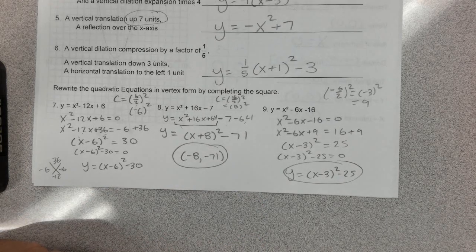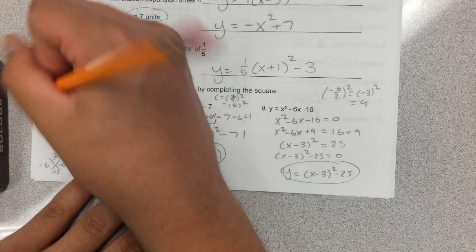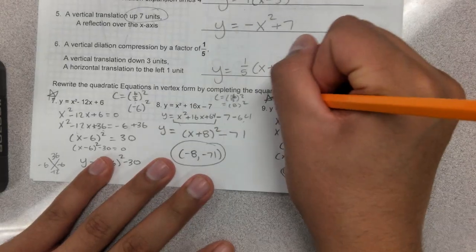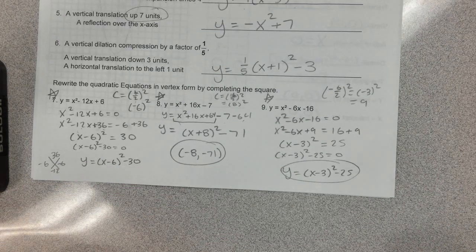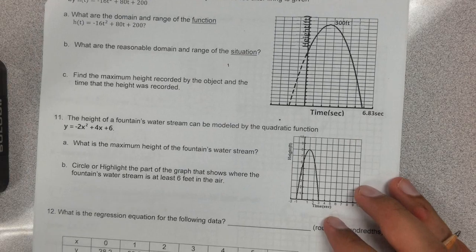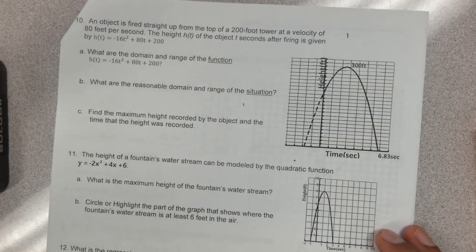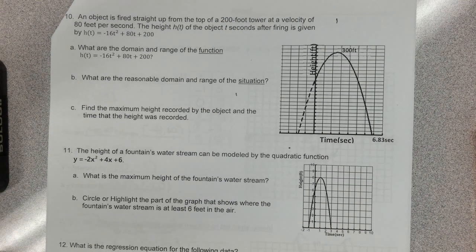So again, there are different ways of completing the square. On 7 and 9, I used my method, and 8 might be a different method that you were taught. Alright, so let's go to the last page.